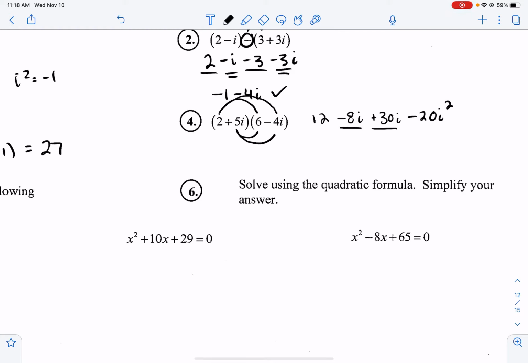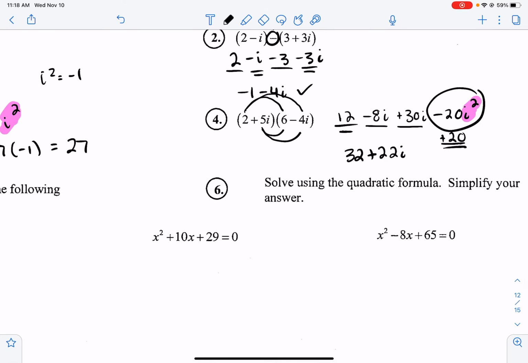So my i's go together in the middle. Those become 22i. And this negative 20i squared, remember i squared can be replaced with a negative 1. So that negative 20 actually turns into a positive 20. And now I can combine that with my 12, and I get 32. And I usually try to put the normal number without the i in the front. I usually put i at the very end. So I would put that 32 in front. It doesn't matter if it's at the end, but out of habit, I put the i at the end.